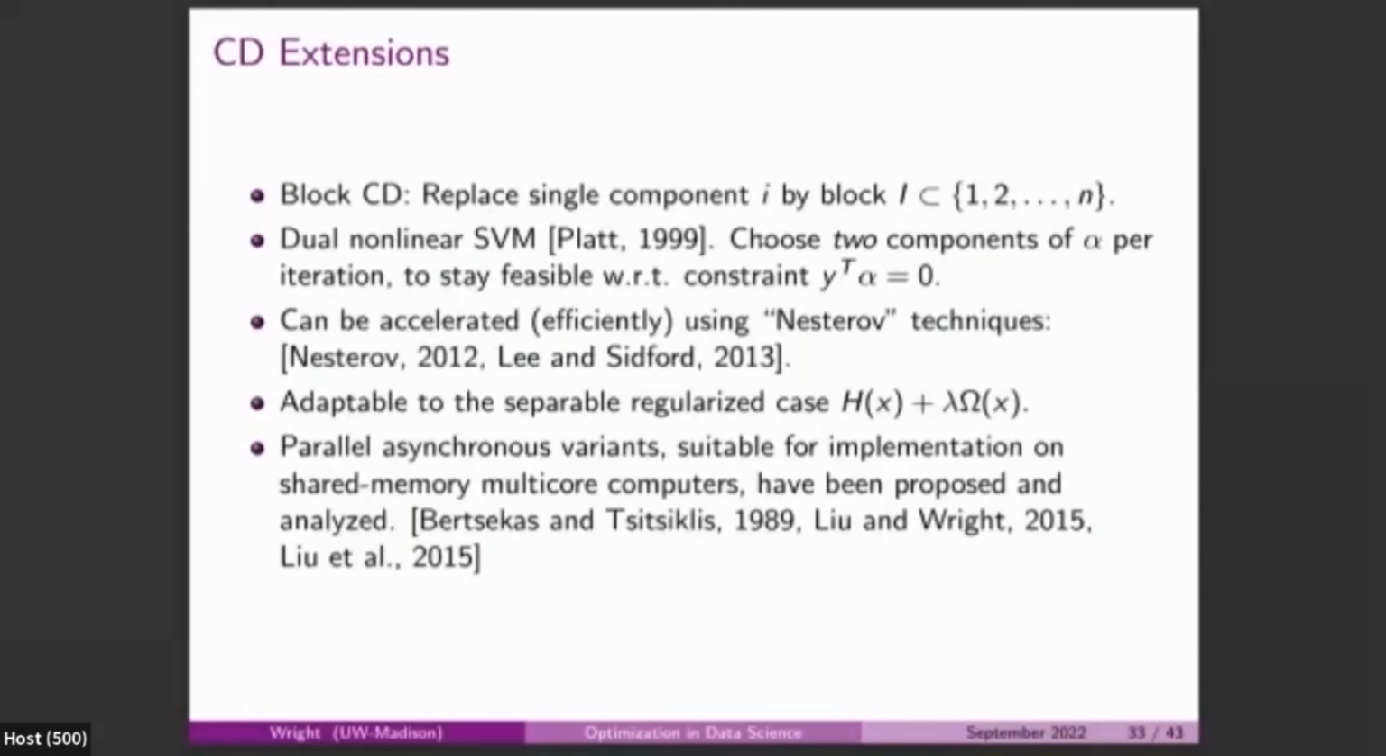You can also do Nesterov type acceleration. Lee and Sidford showed how to do this efficiently in 2013. You can adapt it to the case where you add on a regularization term. And also a bunch of us did work dating right back to Bertsekas and Tsitsiklis in the 80s, more recently by Ji Liu and myself about 10 years ago, where we did things on parallel asynchronous versions of coordinate descent, where you could have different cores of a computer working with different parts of the x vector at the same time and not trying to coordinate. And you could still show that you got good parallel performance and good convergence.